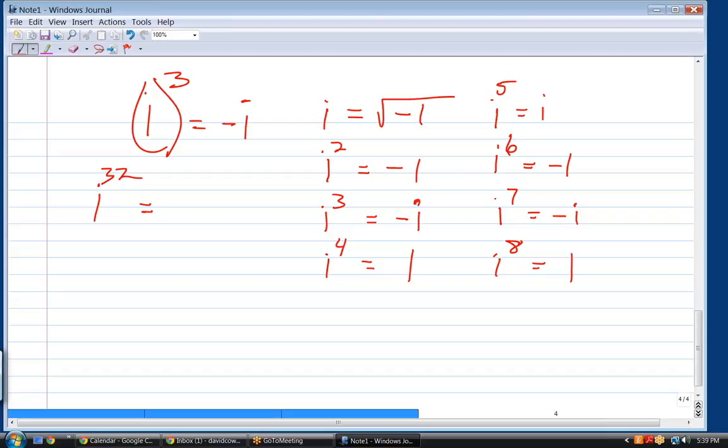So 4 goes into 32, so isn't that going to be 1? 4 goes into 32, yes. Exactly, even with no remainder, which means it's this one here. Okay, so you're right, so it's 1.